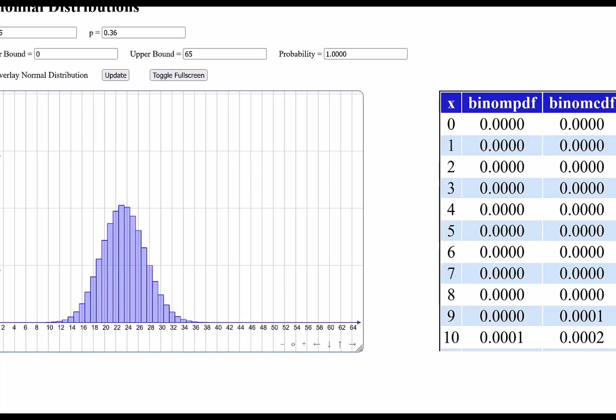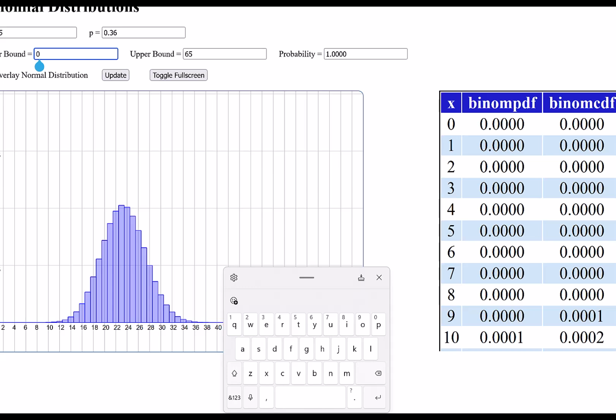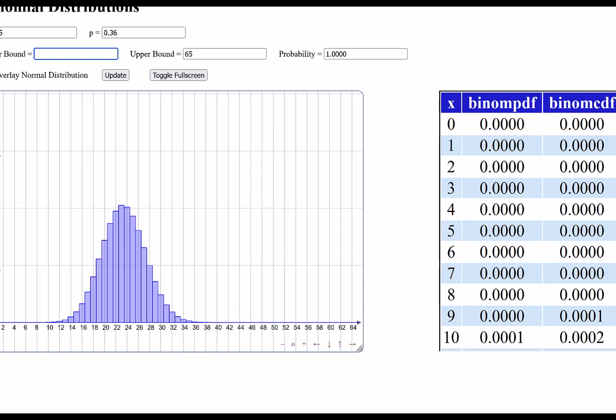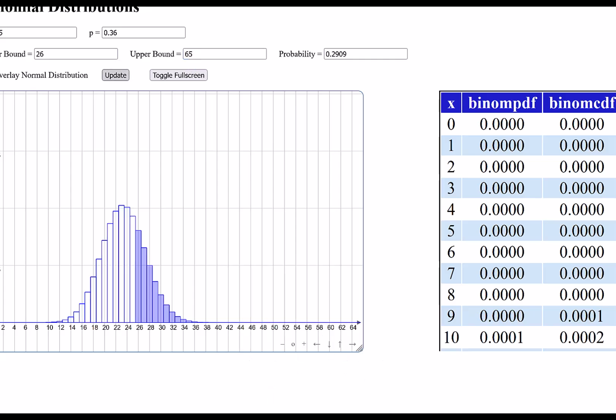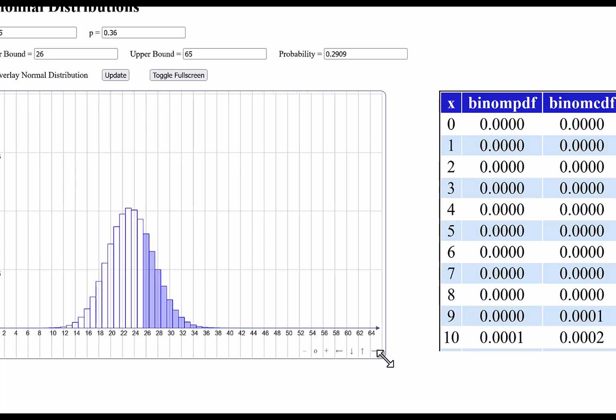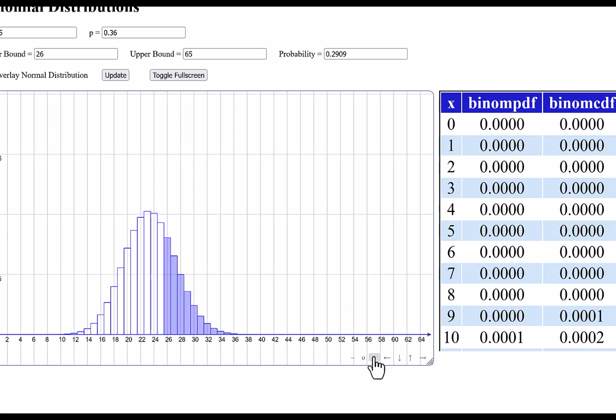In addition, what I can also do is tell it the boundaries of the values that I want it to compute the probability from. So for instance, we want to know the probability that x is greater than 25. So that region would be any number of people starting from 26 and then going to 65. So this shaded region right here is essentially the probability that I'm looking for. All right, I'm going to zoom in on that region as best I can.